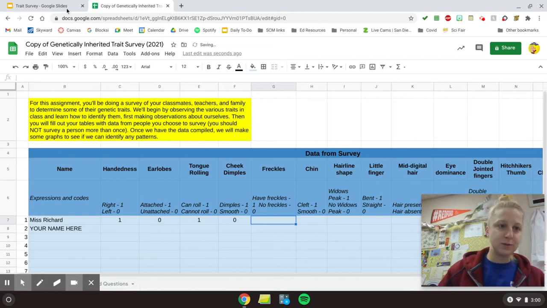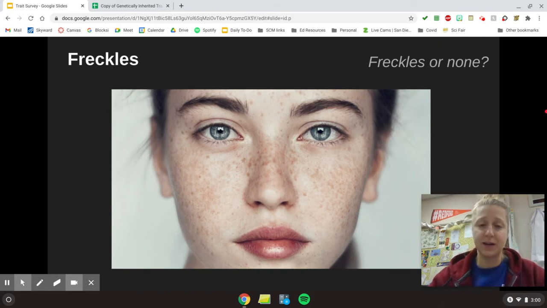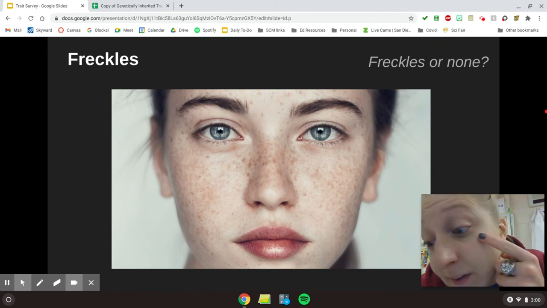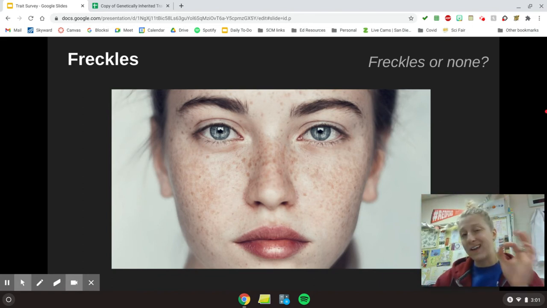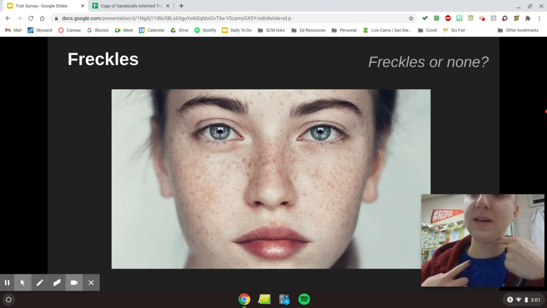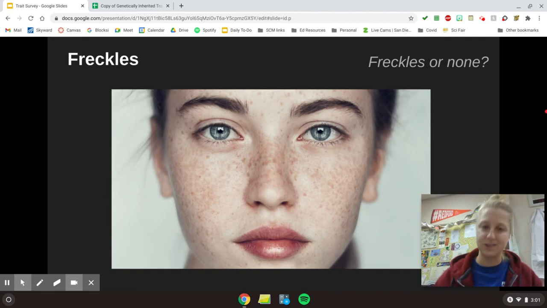So let's move on to freckles. Okay, so this girl has a lot of freckles, and freckles can show up in a couple different ways. I have some things on my face, for instance these dots by my eye, that are not really freckles. I also have one on my neck here. That's just a dot, not really a freckle. It's kind of just like a birthmark.